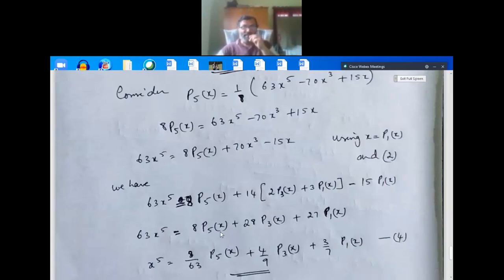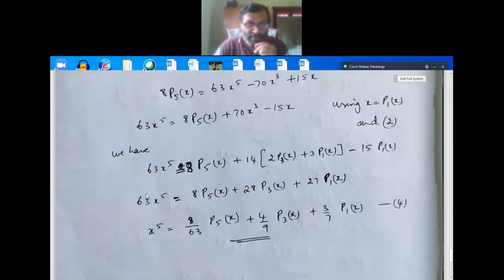So 63x power 5 is equal to 8P5 of x plus 28P3 of x plus 27P1 of x. Further we can still simplify. x power 5 equals 8 by 63 P5 of x, cross multiplying by 63 each term, plus 28 by 63, that is 4 by 9 P3 of x, plus 27 by 63, that is 3 by 7 P1 of x. So in this way we expressed x power 5 also in terms of the polynomials.